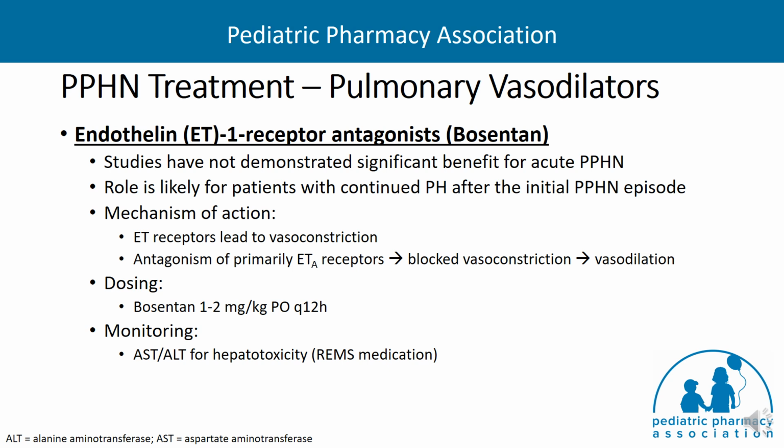Bosentan is only available as an enteral tablet, so it must be compounded into an oral solution. It's typically dosed at 1 mg per kg per dose enterally every 12 hours and may be increased up to 2 mg per kg per dose. And then serum AST and ALT, as well as bilirubin, should be monitored, ideally prior to initiation, and periodically thereafter to monitor for hepatotoxicity.